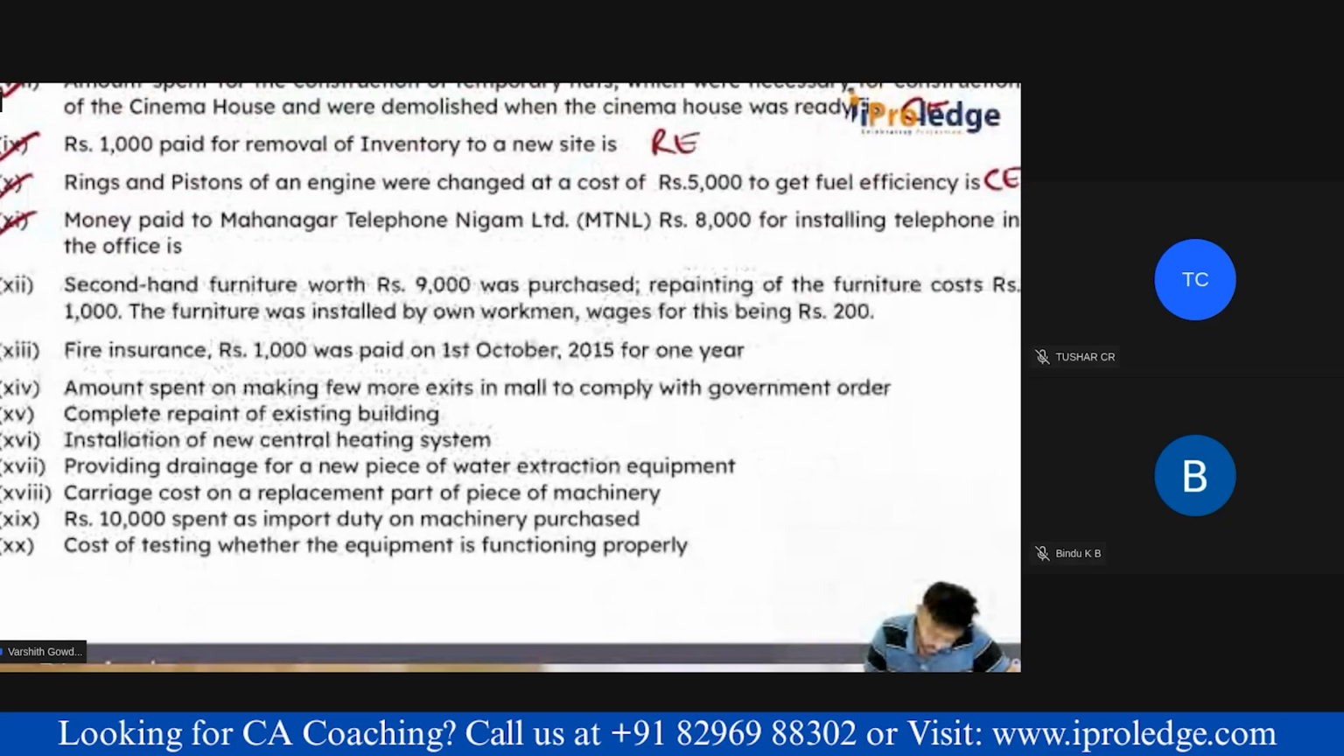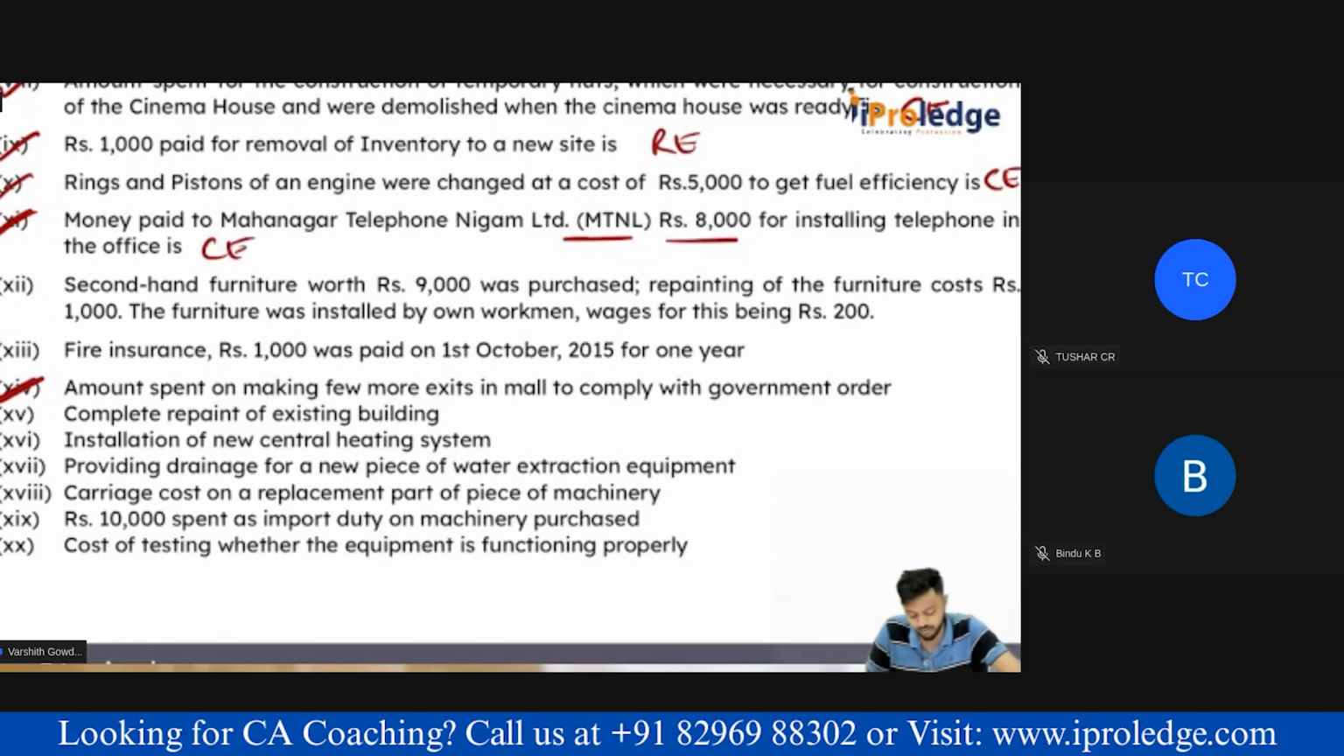So the rest is still fine. Wait. This one. Let's come to this one. Oh, this one you are telling. We'll do this. Money paid to MTNL 8,000 for installing telephone. Capex. Simple.